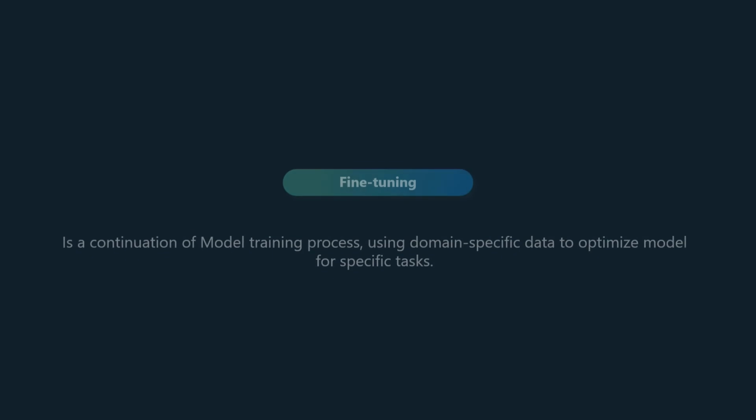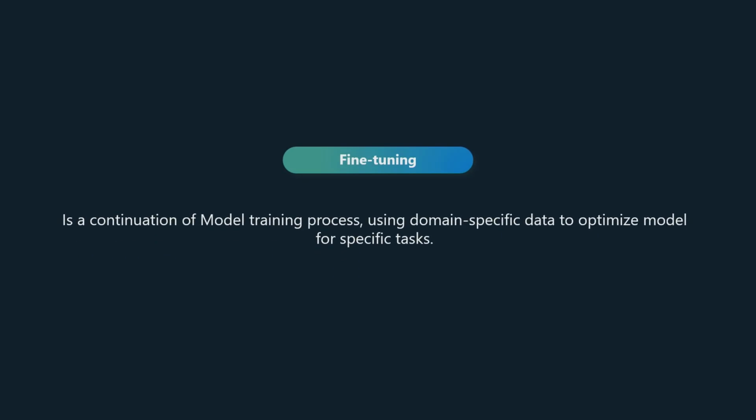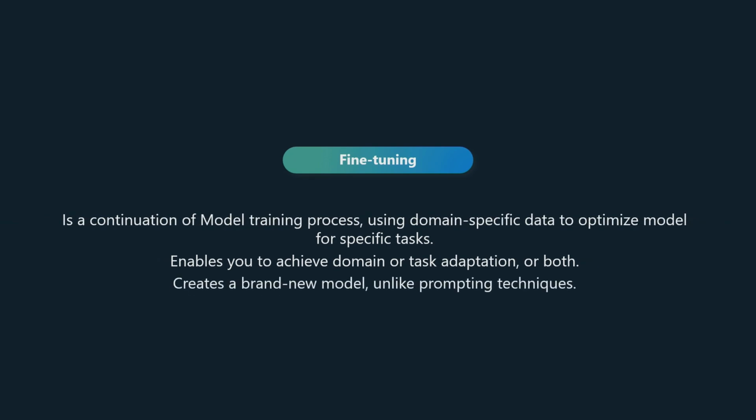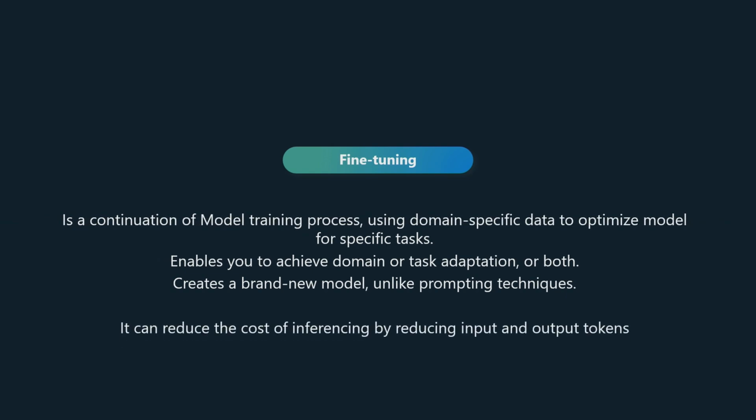So let's get to fine-tuning, which is what we'll spend a little bit more time on compared to the other 2 techniques that we talked about. Fine-tuning is a continuation of the model training process using domain-specific data to optimize the model for specific tasks. It enables you to achieve domain adaptation, task adaptation, or both. And when you fine-tune, unlike prompting or RAG, it creates a brand new model.